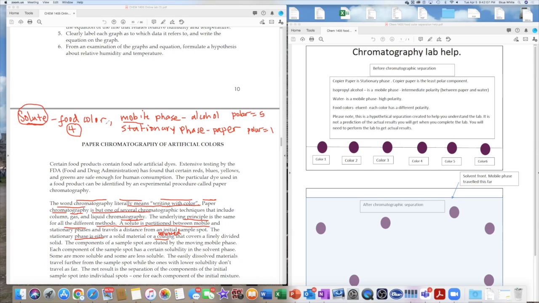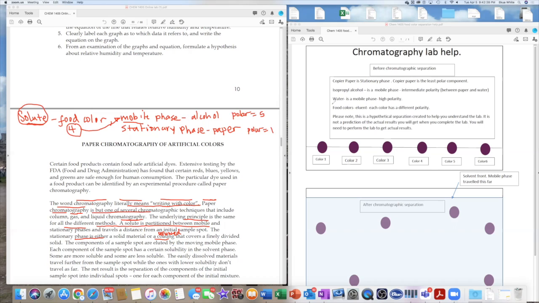If your food coloring has a polarity that's a lot closer to the mobile phase, it tends to move with the mobile phase. It tends to be drawn more to this mobile phase here because their polarities are more similar. 4 is a lot closer to 5 than it is to 1. So there's a competition between the mobile phase and the stationary phase for the food color.